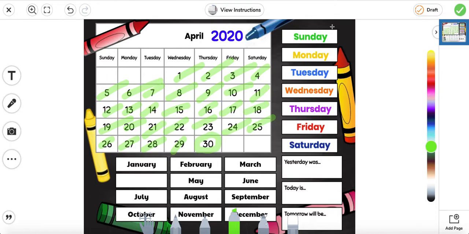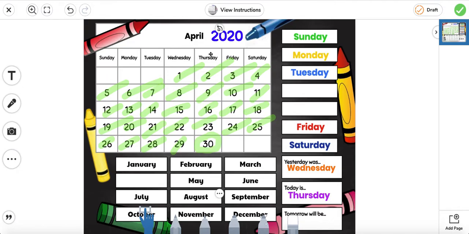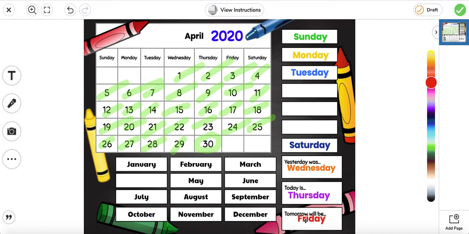Okay, let's look at our days of the week. We have Sunday, Monday, Tuesday, Wednesday, Thursday, Friday, Saturday. Yesterday was, so we look at our calendar. What day was it yesterday? Wednesday. What day is it today? Thursday. Today is Thursday. If today is Thursday, tomorrow will be Friday.